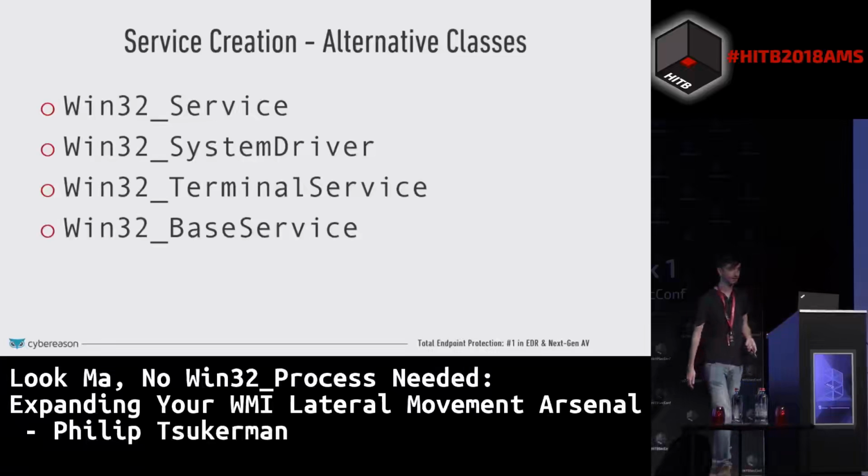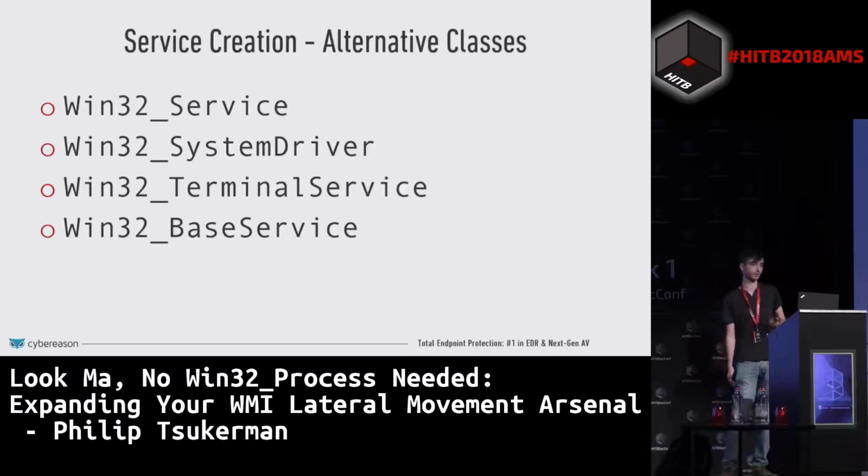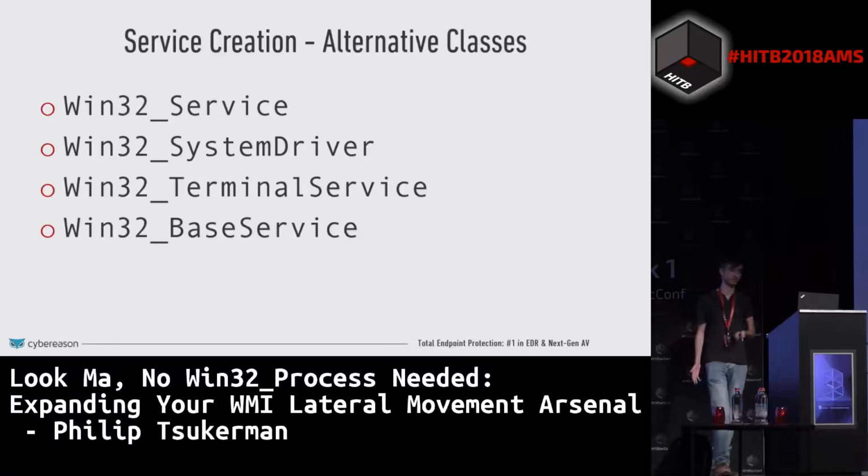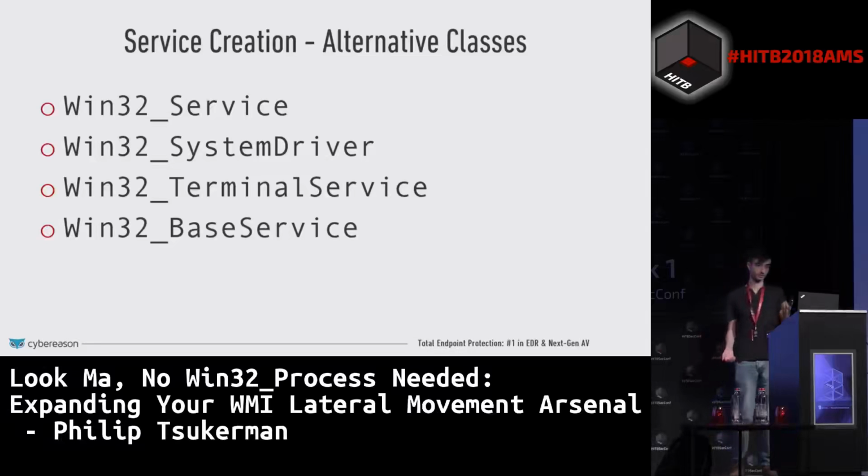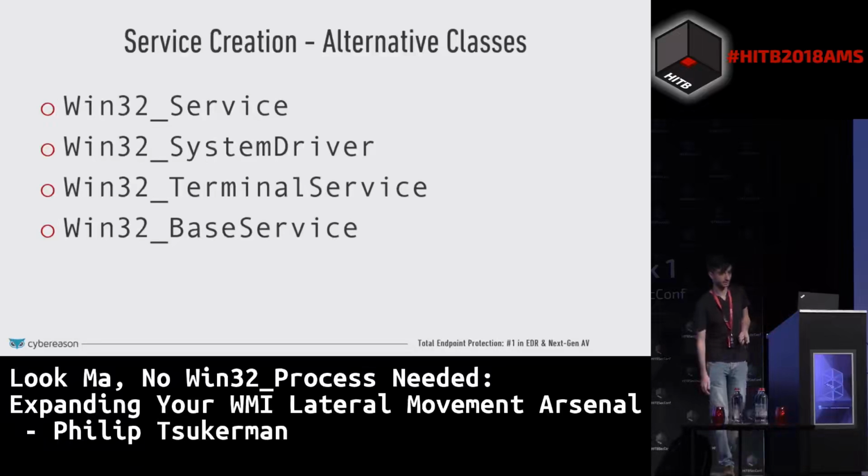And what's even better is that not only Win32 service provides this capability, but we also have 3 other classes which allow you to create, delete, and run services. So we have Win32 system driver, terminal service, and Win32 base service, which is actually a parent class of Win32 service. So if you were trying to detect the first one and didn't really write your detection correctly, somebody can still create a service using WMI and evade your detection.